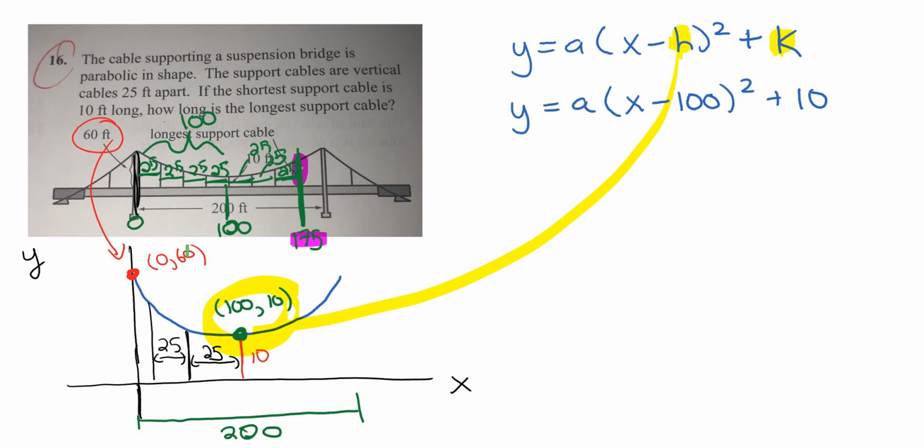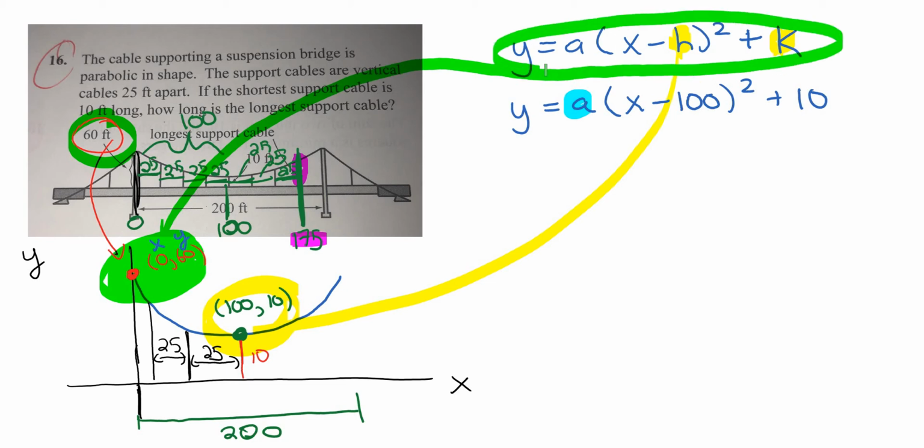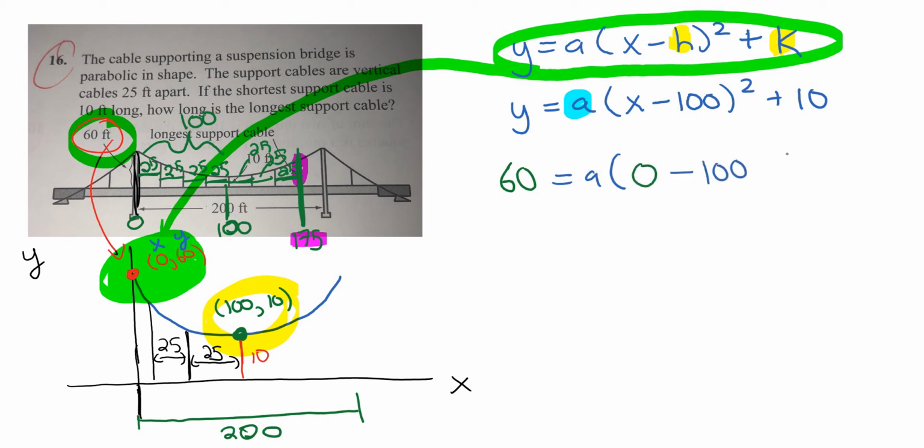All right, so one of the very first things I did in the problem was I highlighted the y-intercept here, right? The 60 feet. The y-intercept is super important because the y-intercept tells you the value of x and y so that you can find your a value, which I'm highlighting in blue there. So if I plug in the y-intercept back into this problem, y would be 60. A, I don't know, but then x would be 0 because that's the y-intercept, minus 100 squared plus 10. And that will allow us to find the value of a.